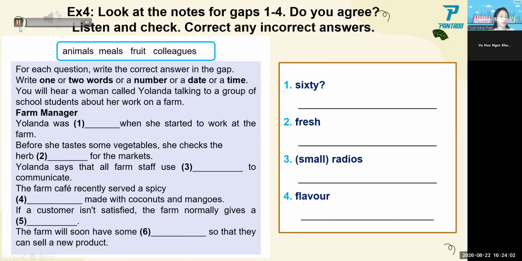Pupils Book, Unit 8, page 101. 5. Look at the notes for gaps 1 to 4. Do you agree? Listen and check. Correct any incorrect answers. Now turn to Part 3. Questions 1 to 6. You have 20 seconds to look at Part 3. You will hear a woman called Yolanda telling a group of school students about her work on a farm.